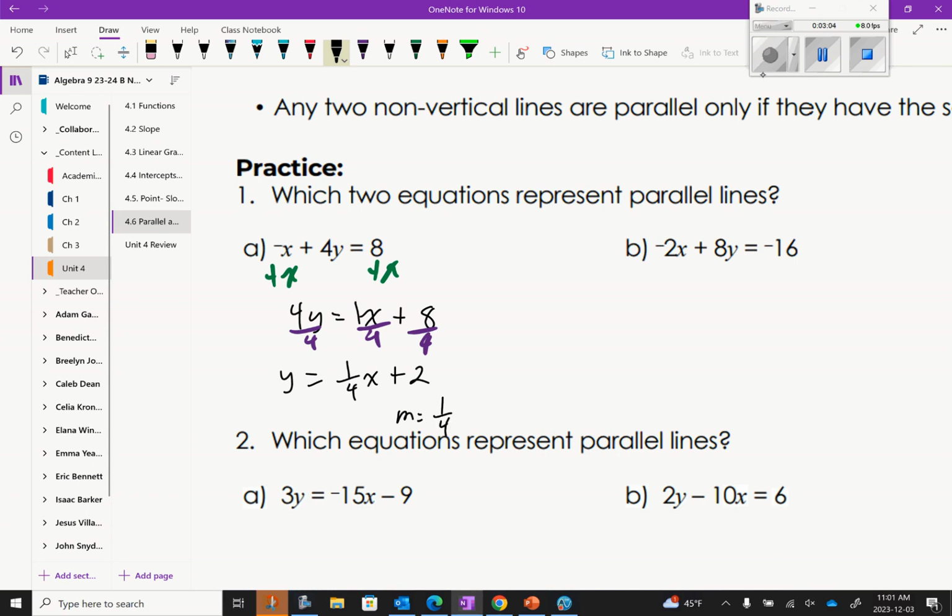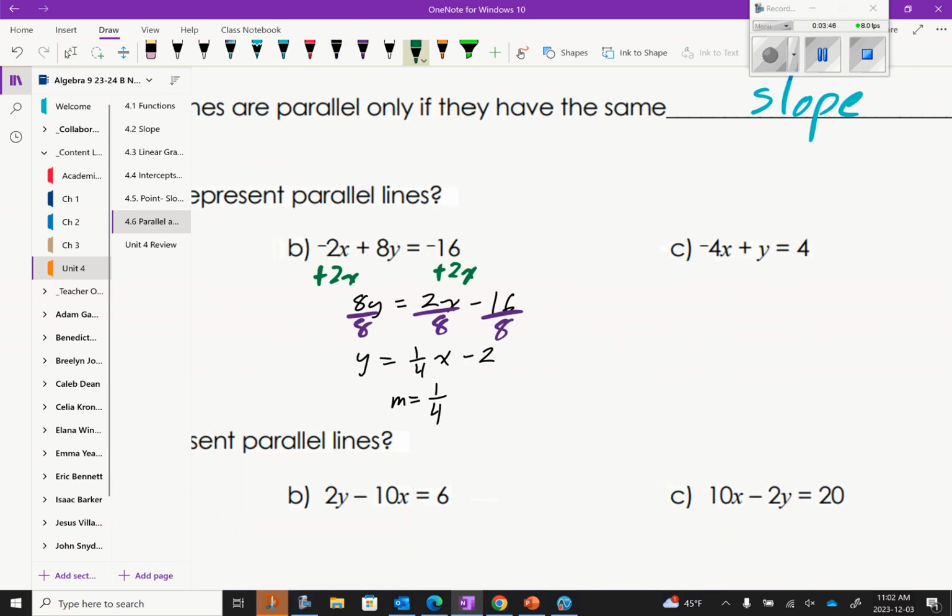So now I know the slope of that line is 1/4. For part B, again, let's move the x by adding 2 to both sides. So I have 8y equals, put the x in front of the constant, so it becomes 2x minus 16. Divide everything by 8. Y is equal to 2/8 reduces down to 1/4 x minus 2. So the slope of this line is 1/4. Hey, that's the same thing as A.